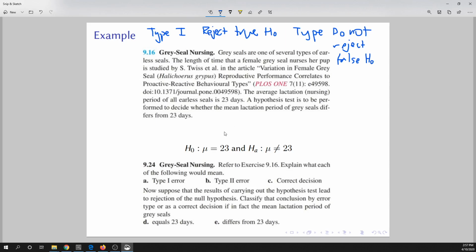Okay, so in part A, they want to know what a type 1 error would look like. So a type 1 error would be that the null hypothesis is true, so mu does in fact equal 23, but we reject.